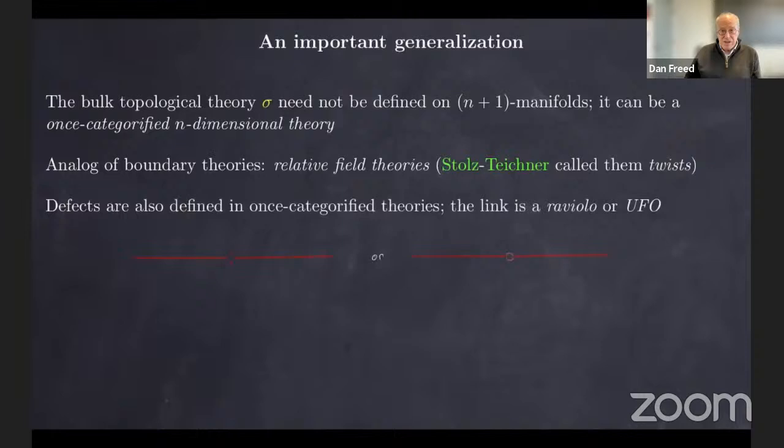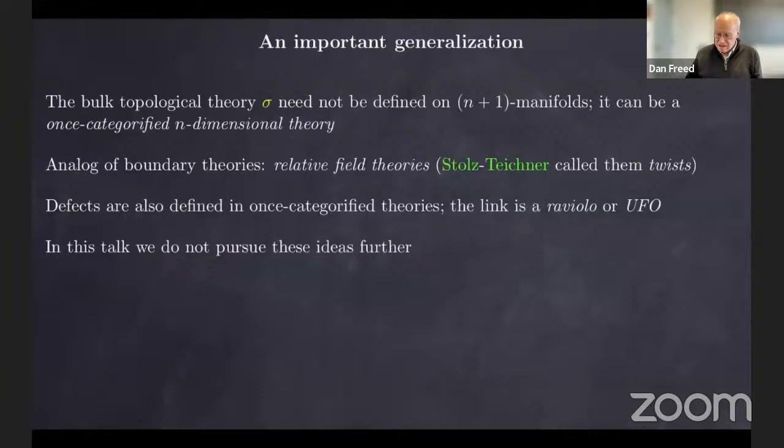And you can do defects in these once categorified theories. But when you do defects, then the link is not a sphere, which it usually is for a submanifold, but you have to do something a little different because you don't quite have the top dimension. So again, I'm not going to say more about that in this talk. I just wanted to indicate that there is a direction to extend beyond the kinds of finite examples that I'm discussing here.